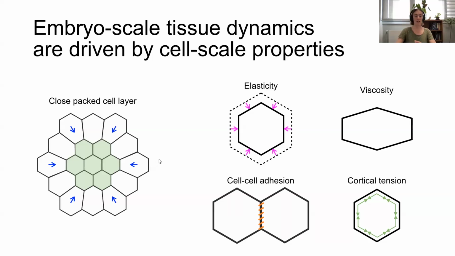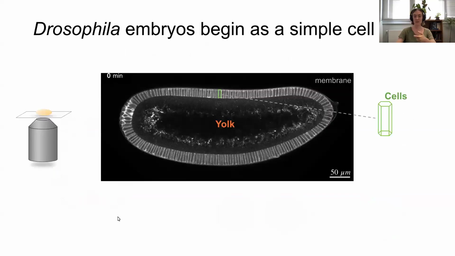So we really want to understand how local changes in cell properties can impact these tissue flows. And to do that, as I said, we work in the Drosophila. So I'll introduce you to the Drosophila embryo.